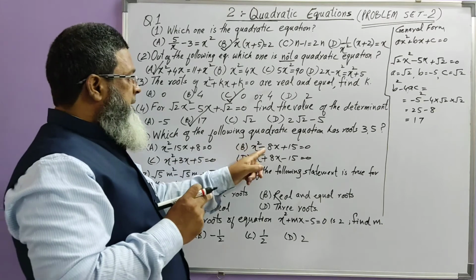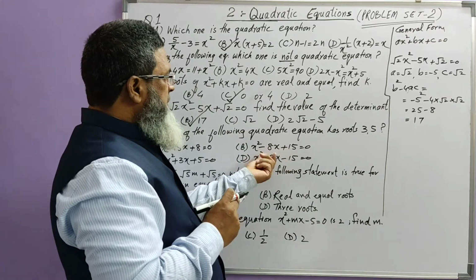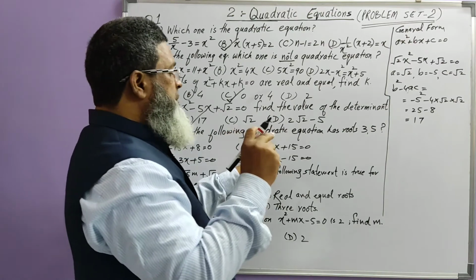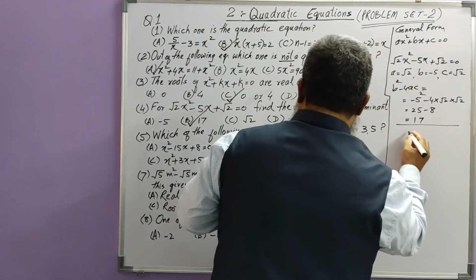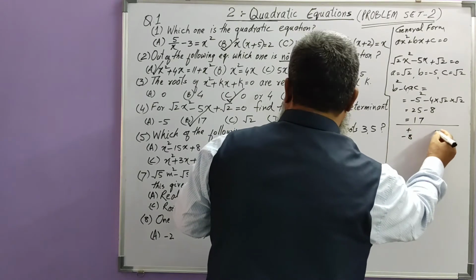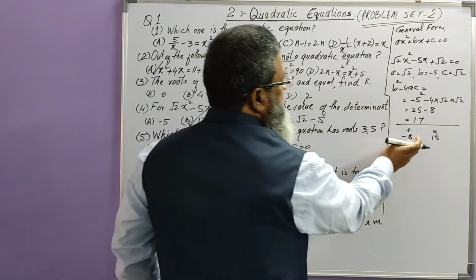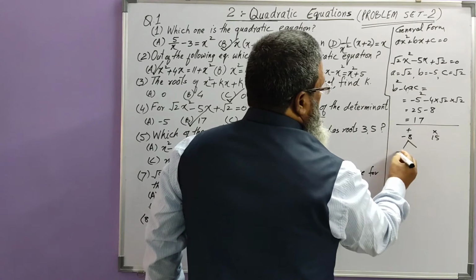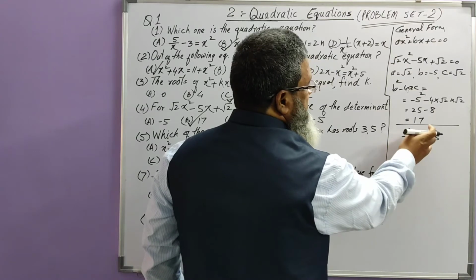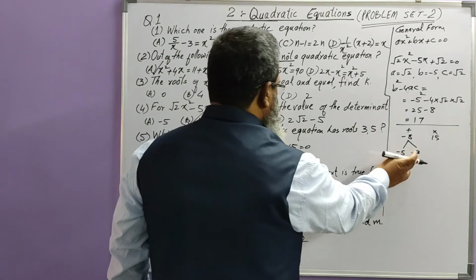So come here in the B. Here x square minus 8x plus 15. You have to split this minus 8 into two parts, such that their multiplication should be 15. So at the time of adding you will get minus 8, and at the time of multiplication you get 15. So if you split this one, that is minus 5 and minus 3, minus 5 minus 3 comes minus 8, and multiplication of minus 5 minus 3 is 15. So this will be the factors.